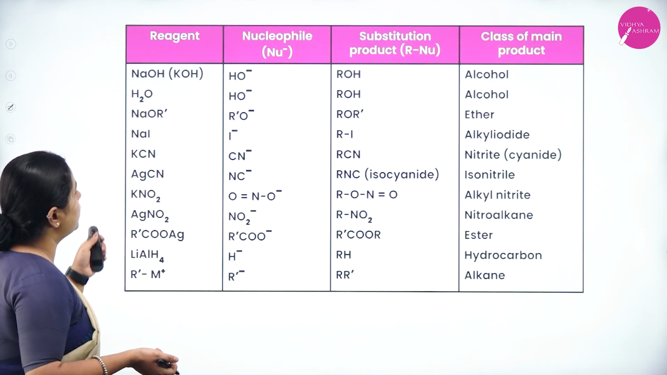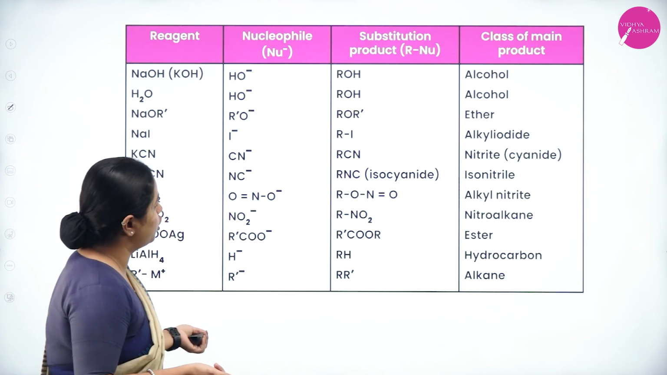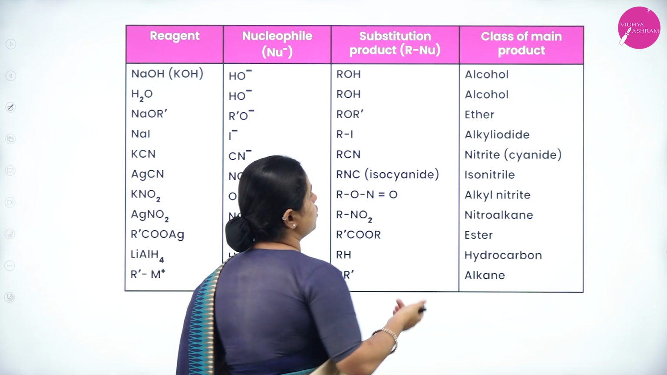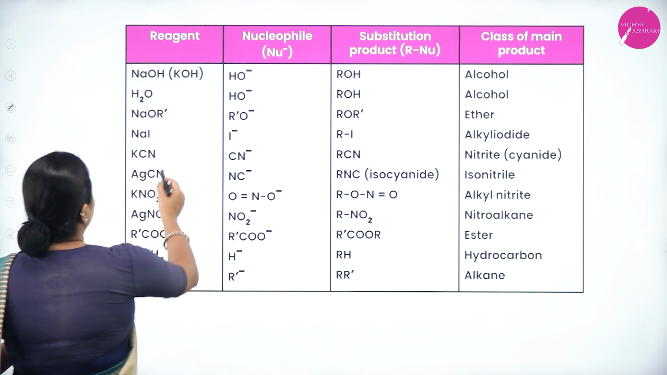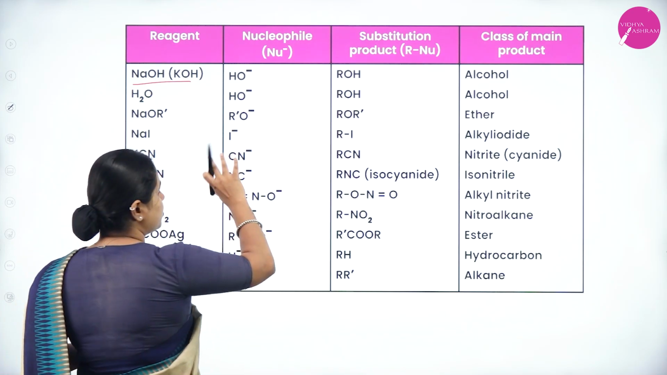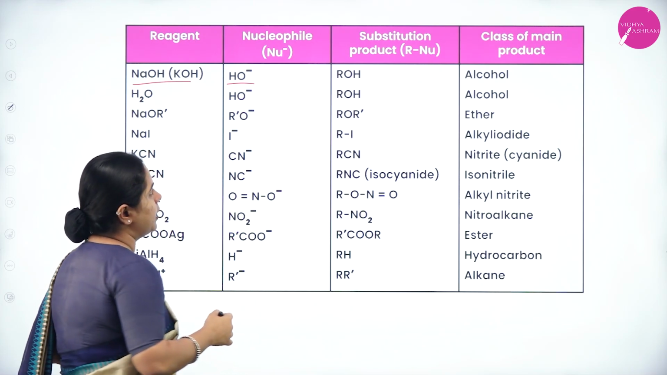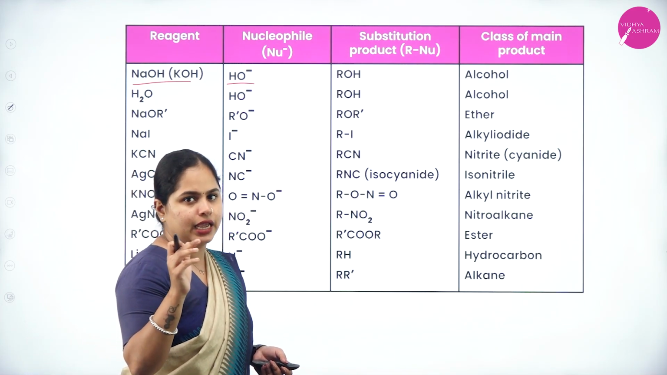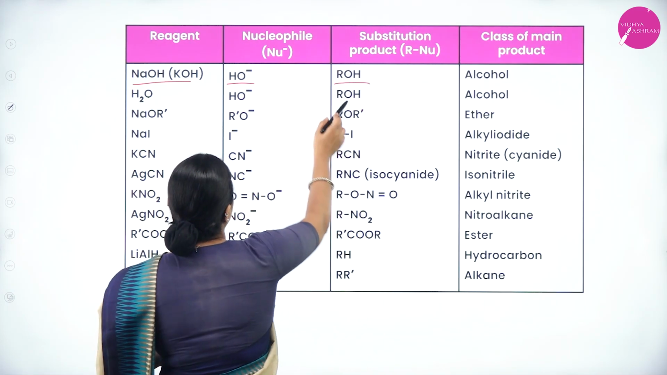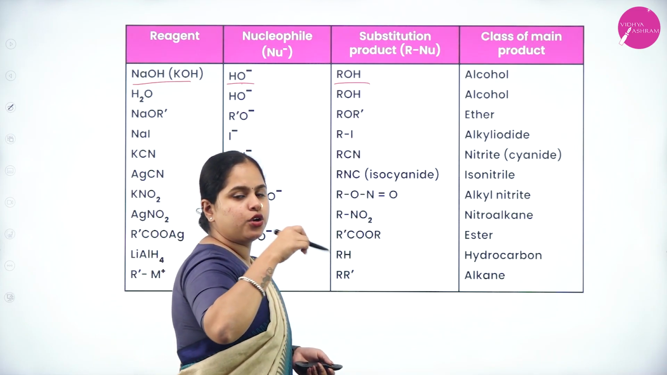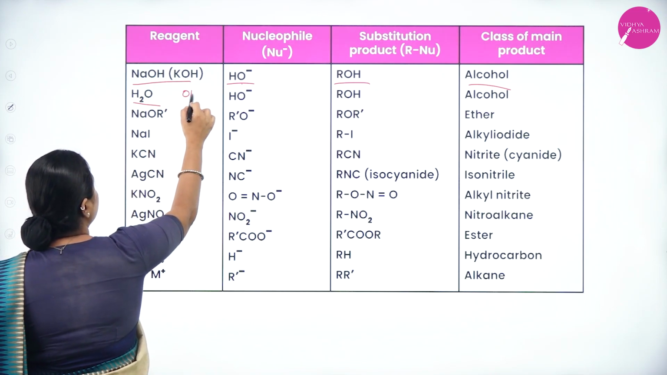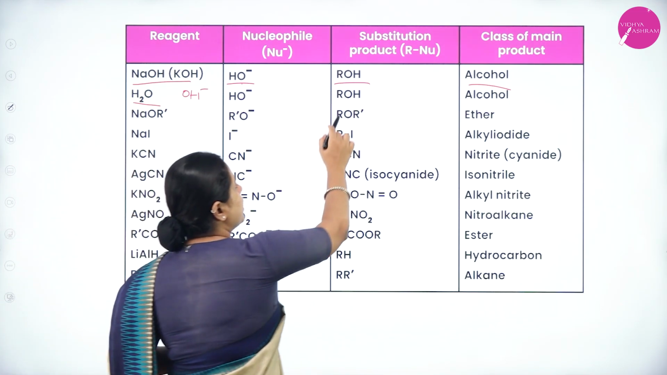Now let's take the different reagents, which are the nucleophiles, and see what substituted product we are going to get, and which class the main product belongs to. So if it is NaOH or KOH, just now we have discussed, the nucleophile here, which is the negative part, is OH minus, right? This OH minus attaches to the alkyl group, and the product formed will be an alcohol, ROH, right? R and the nucleophile OH together form ROH, which is an alcohol. Now in H2O also, the nucleophile is OH minus. Again, you will get an alcohol.